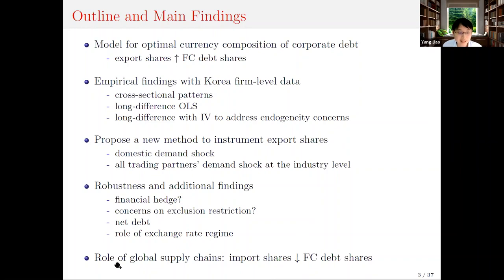And finally, due to the rise of the global supply chains, we also take into account the import side of the firm. If the firms have some foreign currency input for their production, right? So essentially it's a foreign input, then it will also affect the endogenous foreign currency debt choice. And we will extend our model and do some empirics based on that.